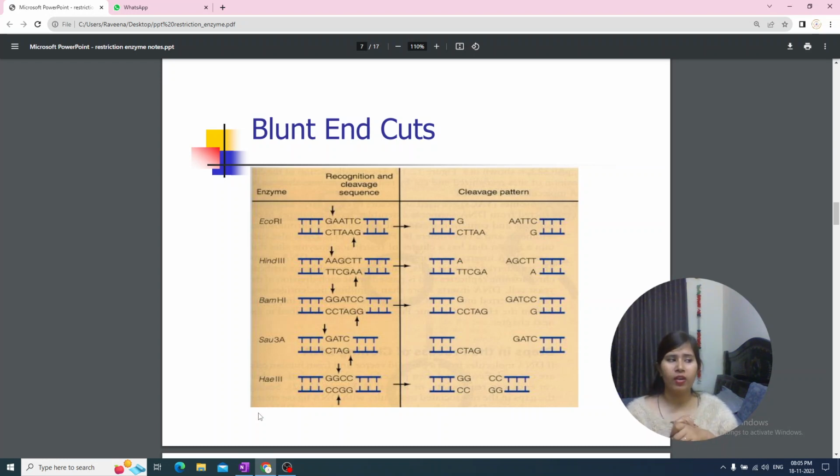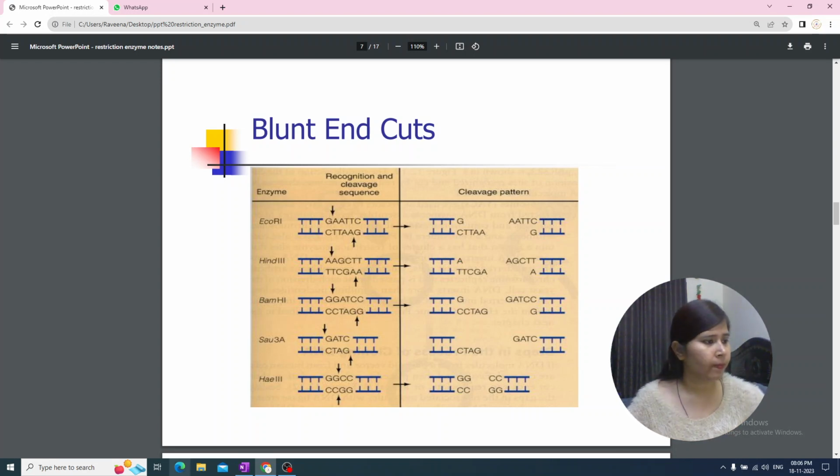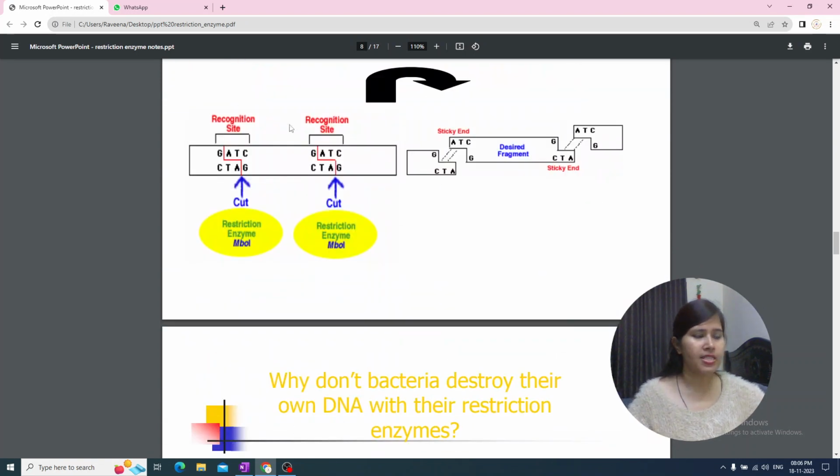That is for EcoRI, your GAATTC. This is a palindromic sequence which is asked many times in NEET. GAATTC is a palindromic sequence, and the restriction site is between G and A. This is the recognition sequence GAATTC for EcoRI. I hope this is clear. Now these are the sticky ends.